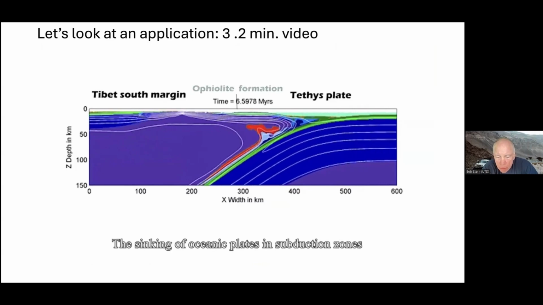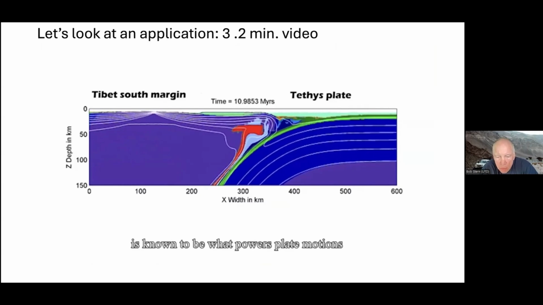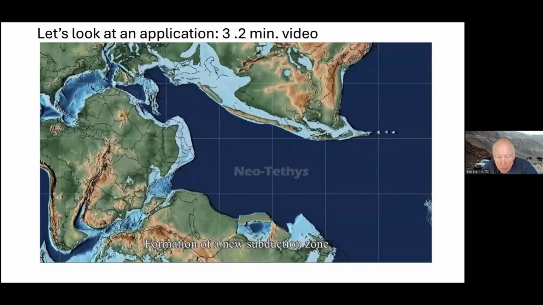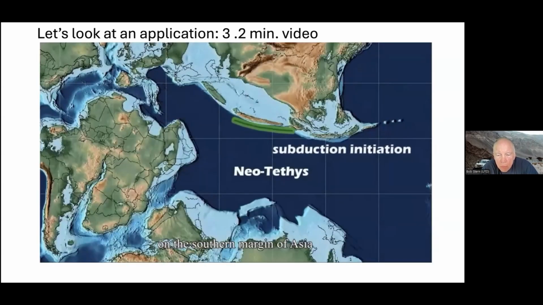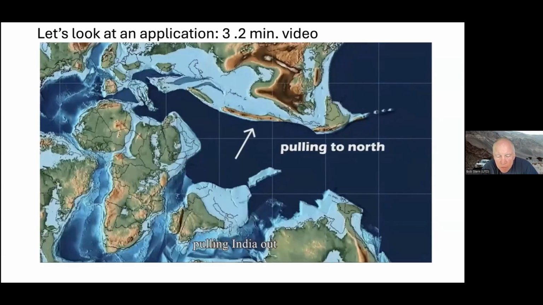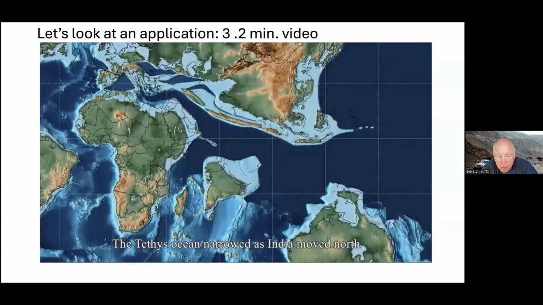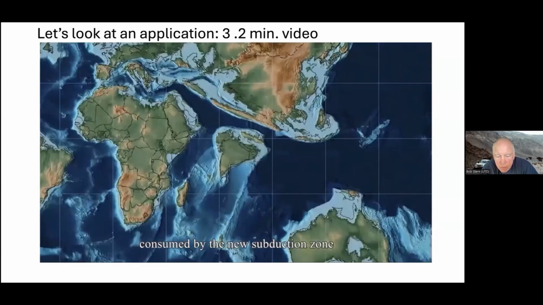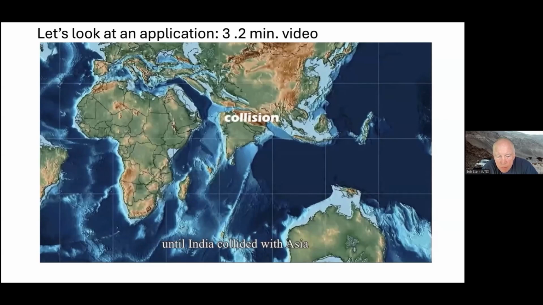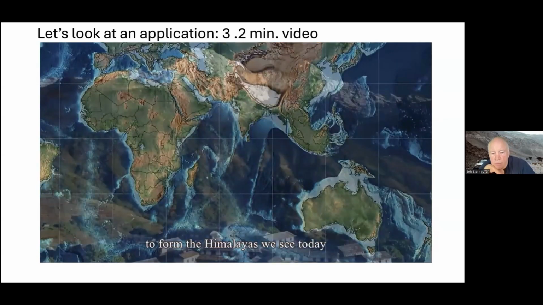The sinking of oceanic plates in subduction zones is known to be what powers plate motions. Formation of a new subduction zone on the southern margin of Asia would have pulled strongly on Gondwanaland to the south, pulling India out and starting it on its northward journey. The Tethys Ocean narrowed as India moved north, consumed by the new subduction zone, until India collided with Asia to form the Himalayas we see today.